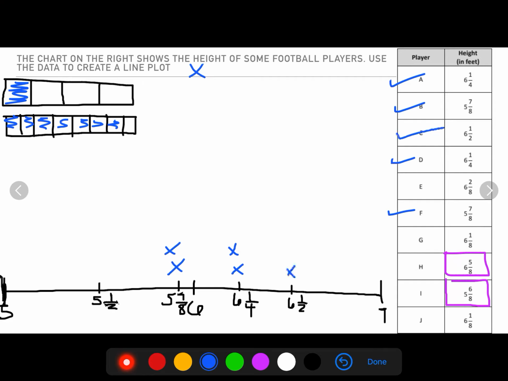What about player E? 6 2/8 feet tall. Let's go ahead and draw our tape diagram and decompose it into eighths, or our area model. And we're shading in 2/8 to represent 6 2/8. Is 2/8 less than a half or more than a half? That's right, 2/8 is less than a half. So that means that player E would be between 6 and 6.5.